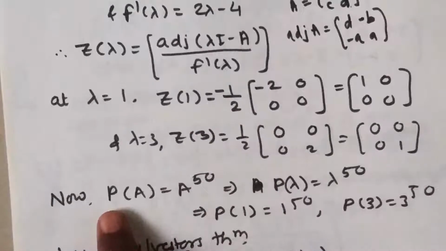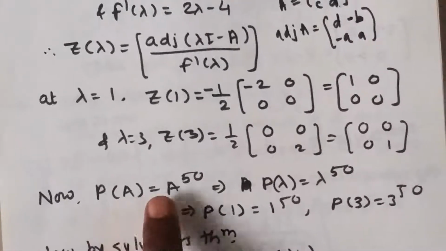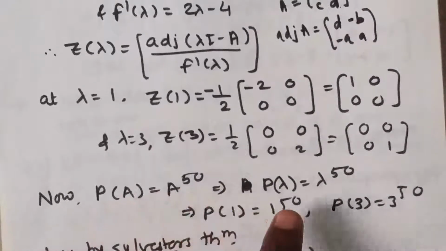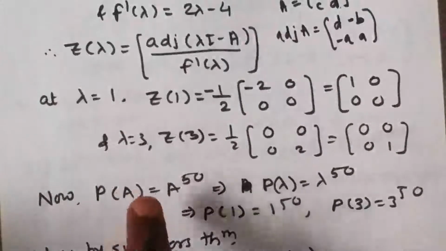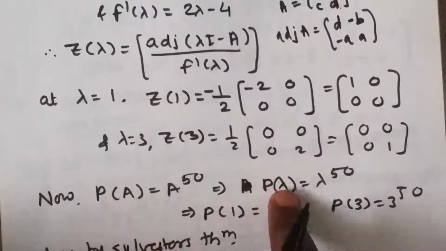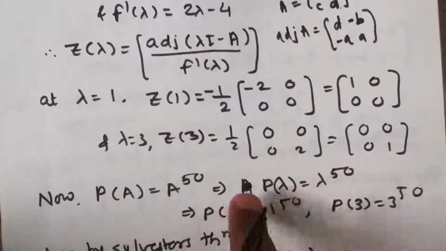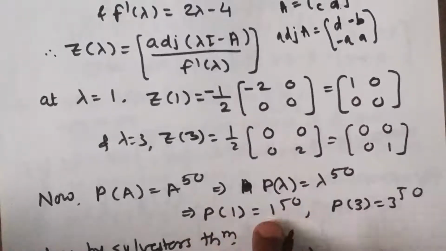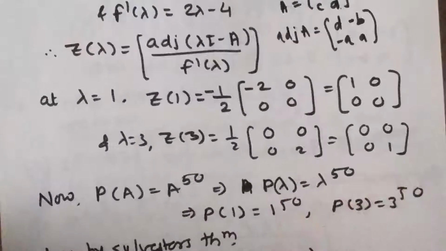So very first you write again here P of A. This is the given matrix, right? P of A is what value we are going to calculate? A raised to 50. So as this is P of A, P of lambda will be lambda raised, we are replacing A by lambda. So we will get P of lambda is lambda raised to 50. Now the value of this P of lambda at both eigenvalues: P of 1, 1 raised to 50, P of 3, 3 raised to 50.